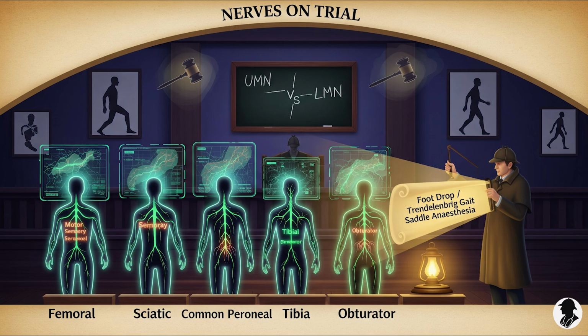Well, given that fracture location near the tibial head, which is right next door to the fibular neck, the most likely culprit is the common peroneal, or fibular, nerve. The inability to dorsiflex the ankle and toes, plus that sensory loss pattern on the dorsum of the foot, it all fits.